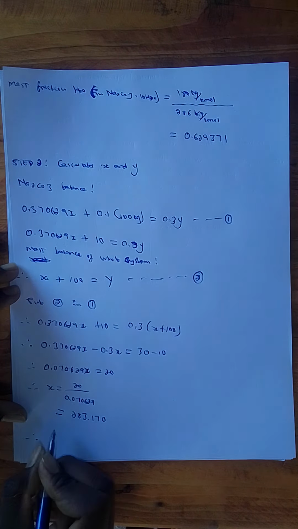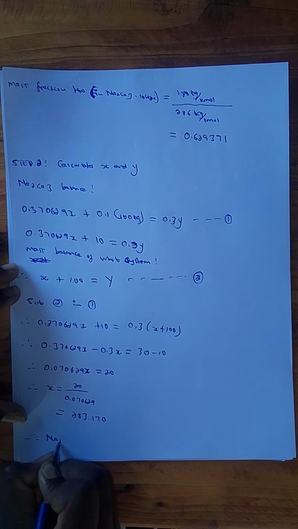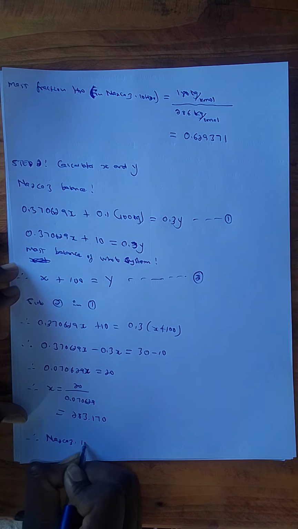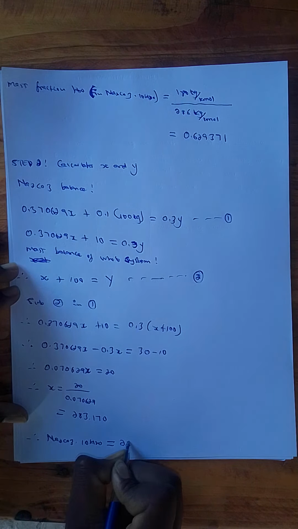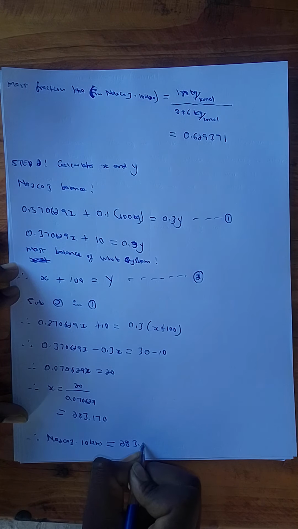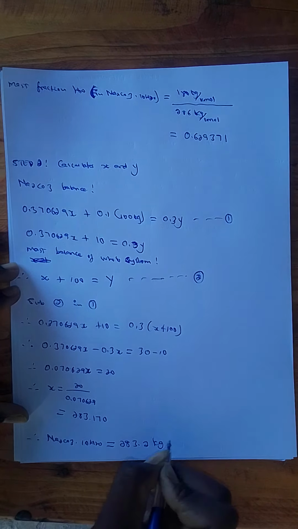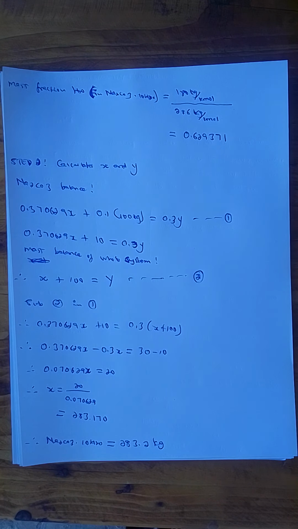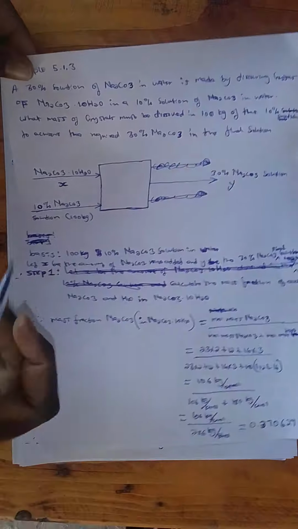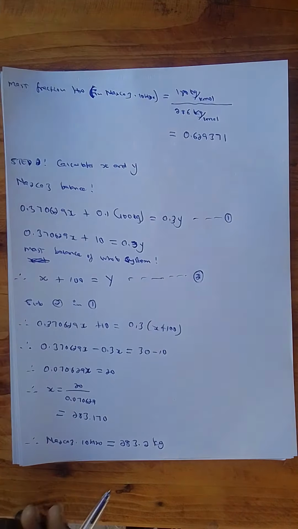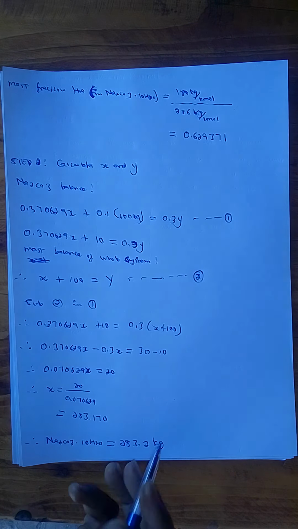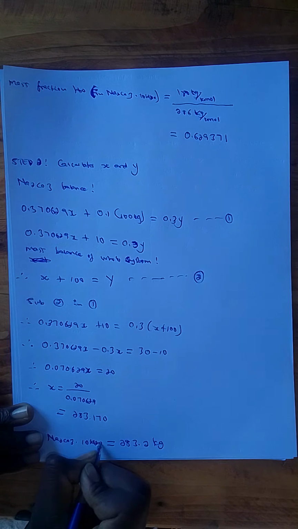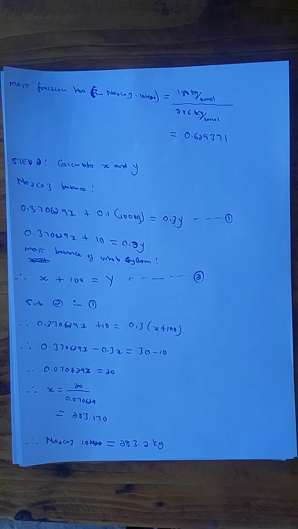Therefore, Na2CO3.10H2O equals 283.2 kilograms. So that's how to solve it. Now that we've calculated the x here, we know full well that our Na2CO3.10H2O equals 283.2 kilograms. So yeah, that's what it is, and that's actually how to solve this question.